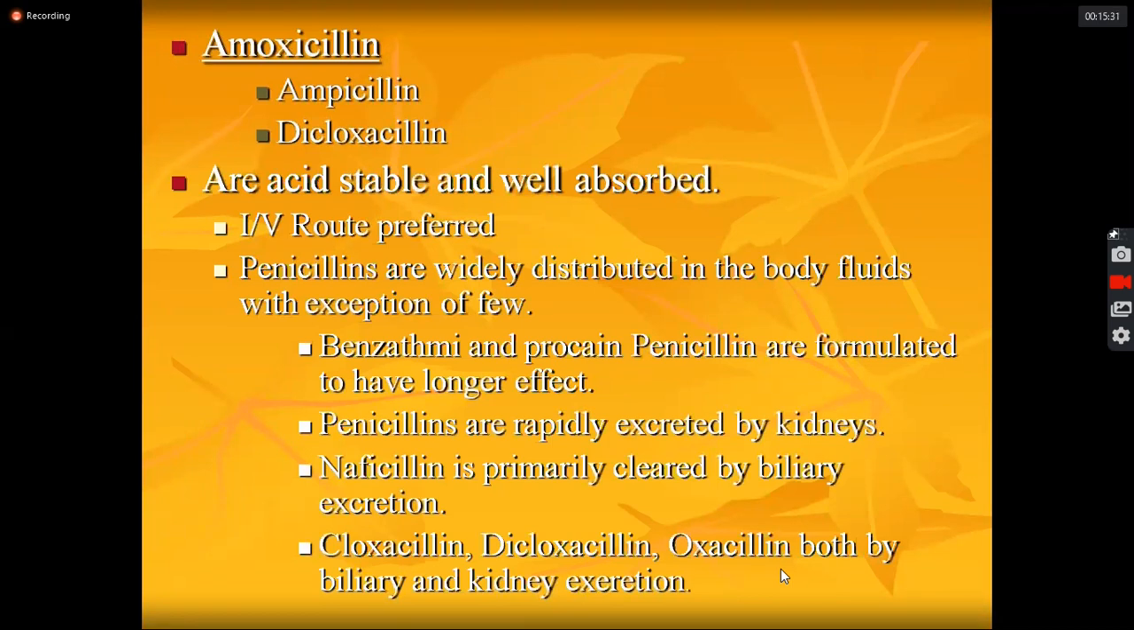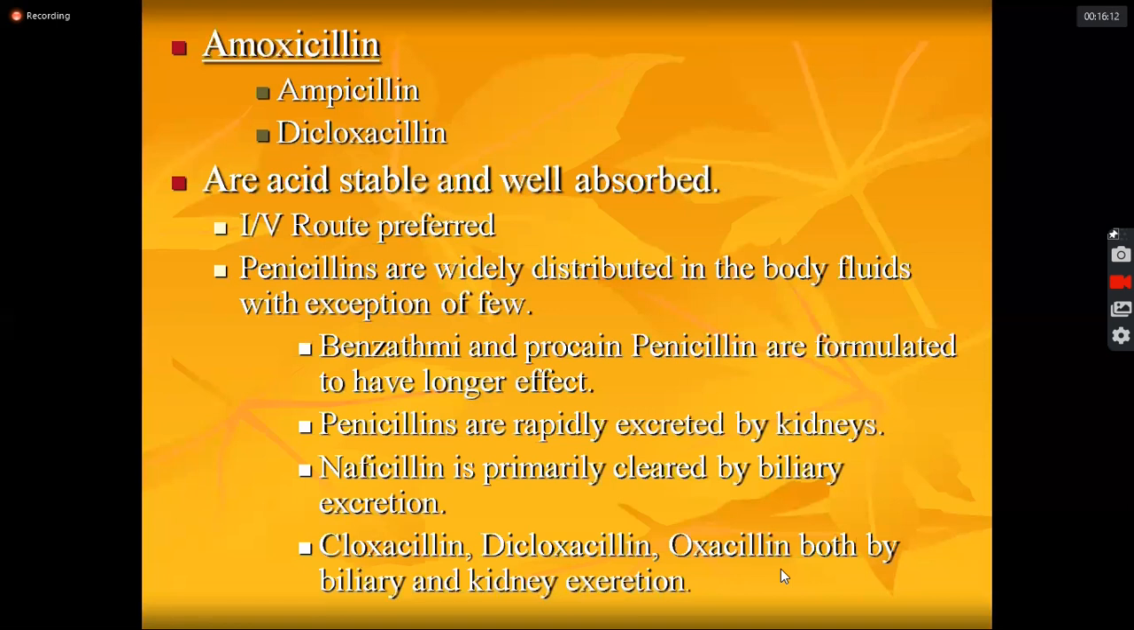Penicillins, when given orally, are widely distributed in the body fluid with the exception of a few, especially the cerebrospinal fluid and the central nervous system. There are certain penicillins formulated in such a way to have once daily dosing or a longer bioavailability, like benzathine penicillin and procaine penicillin. Please note it down, benzathine. Benzathine and procaine penicillin are included in your syllabus, which are the longest acting penicillins.